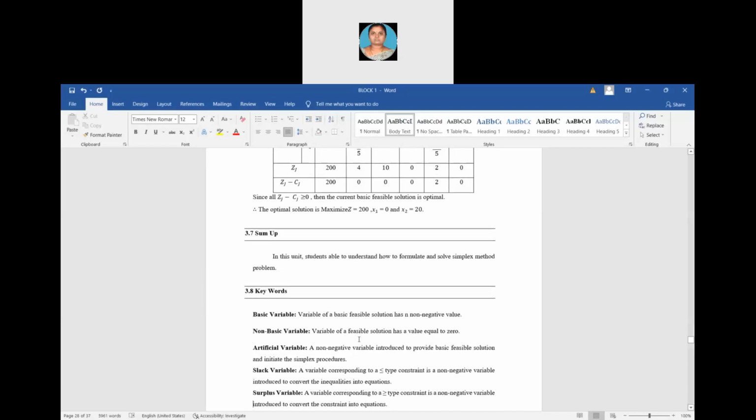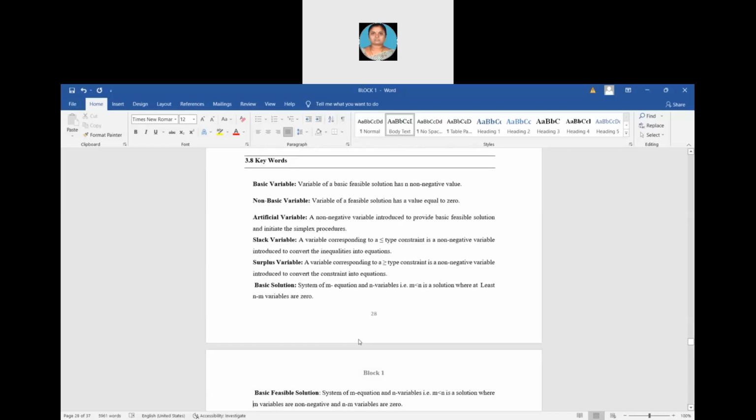Keywords used here are basic variable. A basic variable means a variable of your basic feasible solution which has a non-negative value. And a non-basic variable means a variable of a feasible solution which has a value equal to 0. Non-basic variables means S1 and S2, that is, slack and surplus variables are non-basic variables. Basic variable means what we are using in the problem, X1, X2, X3. That is a basic variable. Artificial variable means a non-negative variable introduced to provide a basic feasible solution and initiate the simplex procedure.